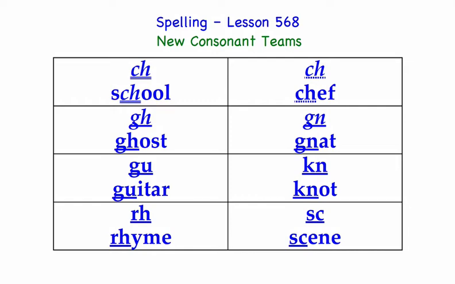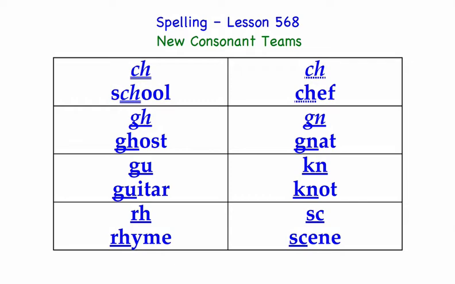CH with two lines under it represents the sound k, as in the word school. CH with a dotted line under it represents the sound sh, as in chef. GH represents the sound g, as in ghost. GN represents the sound n, as in gnat. GU represents the sound g, as in guitar. KN represents the sound n, as in knot.